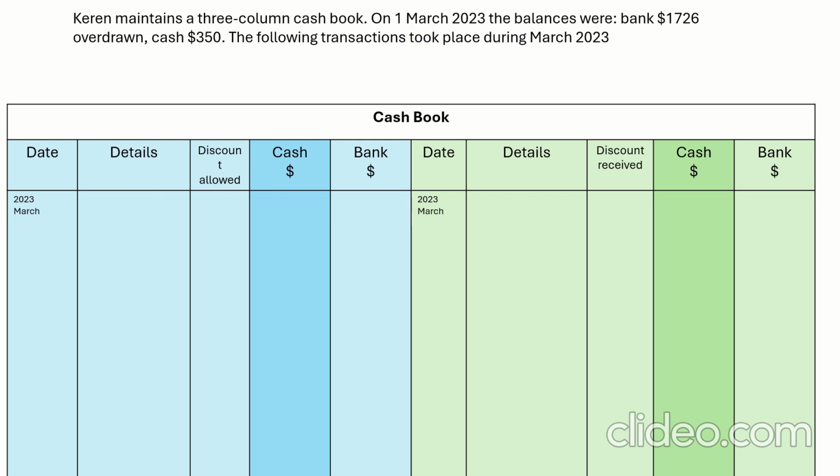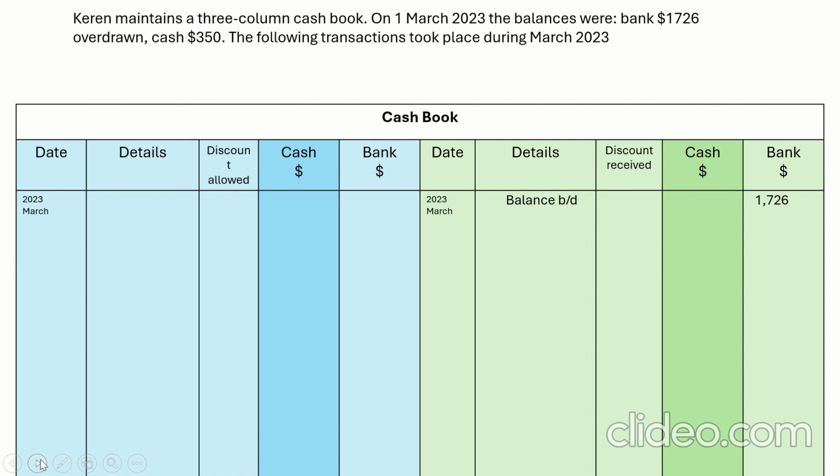Karen maintains a 3-column cash book. As you can see here, on 1st March 2023, the balances were bank 1,726 overdrawn and cash 350. Remember, if it's an overdraft amount, this should reflect on the credit side of the cash book under the bank column. Balance brought down 1,726. Now let's enter the entry for the cash balance. This should reflect on the debit side of the cash column, balance brought down, and enter the amount 350 on the cash.